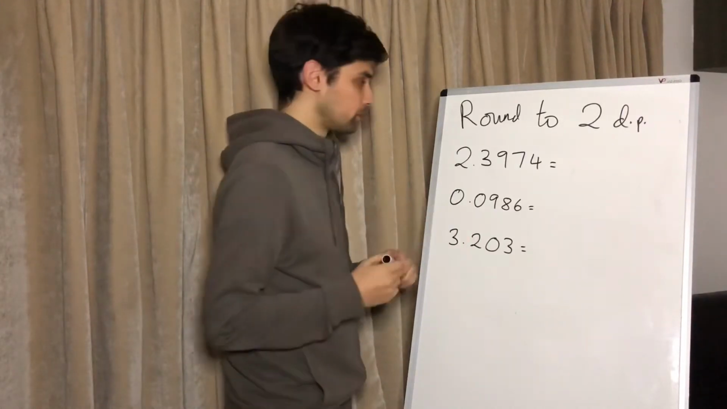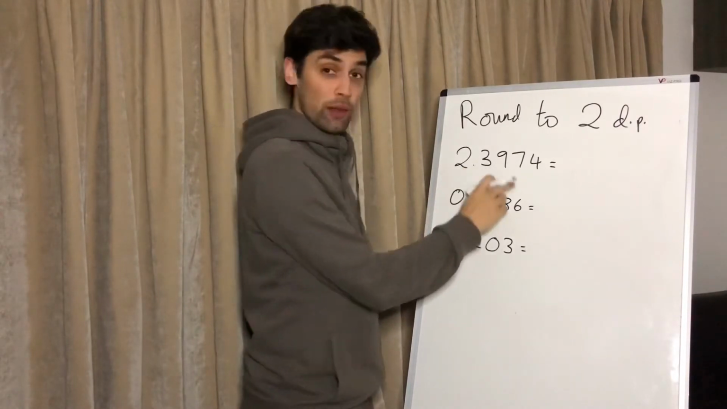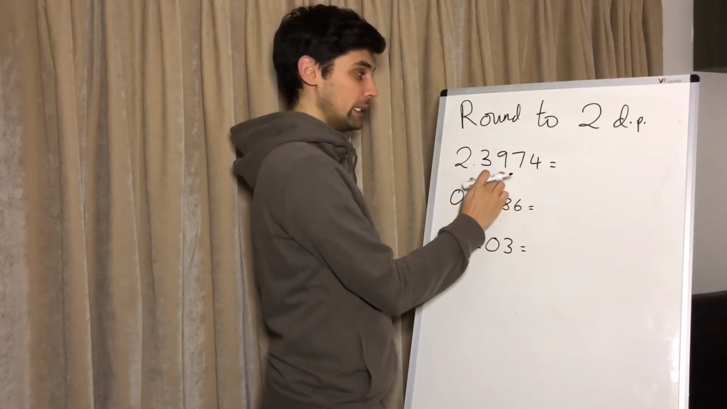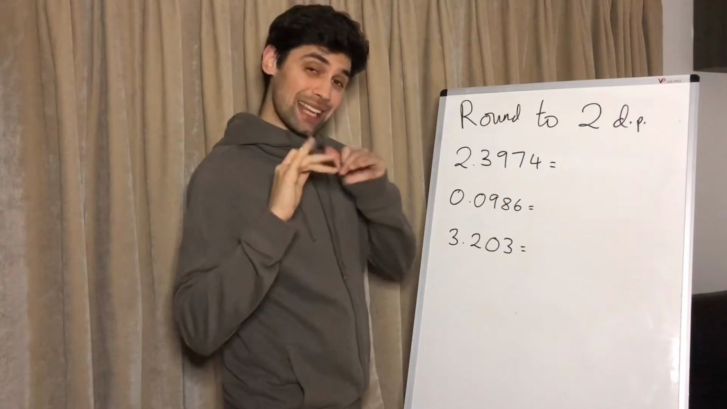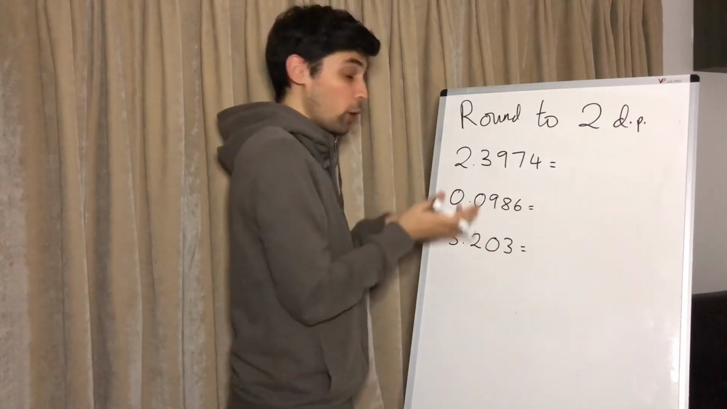Here's a few examples of rounding questions which catch a lot of people out. So let's go through them. Round to 2 decimal places. So we go to the second number after the decimal point, which in this case is the 9. That number is going to go up or stay the same depending on the number after it. The number after it is a 7, so it's going to push the 9 up.